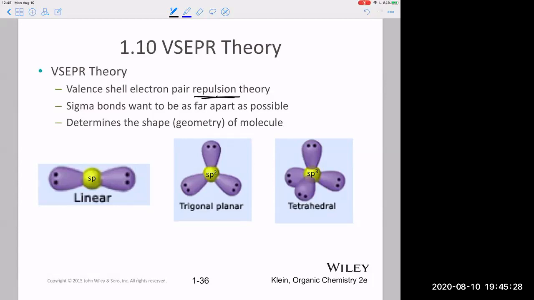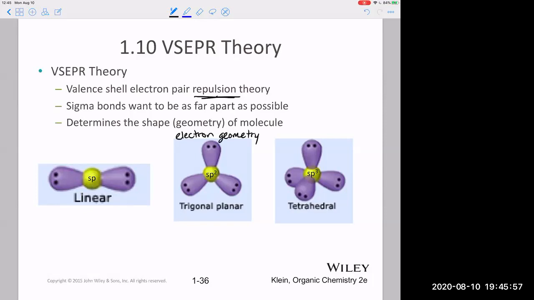So this is a theory that these molecular geometries arise because the bonds that are in these orbitals want to be as far apart as possible. So that means we have to pay attention to the hybridization in order to get at the geometry of a molecule. Specifically, right now we're looking at electron geometry, the geometry of where the electrons are sitting.